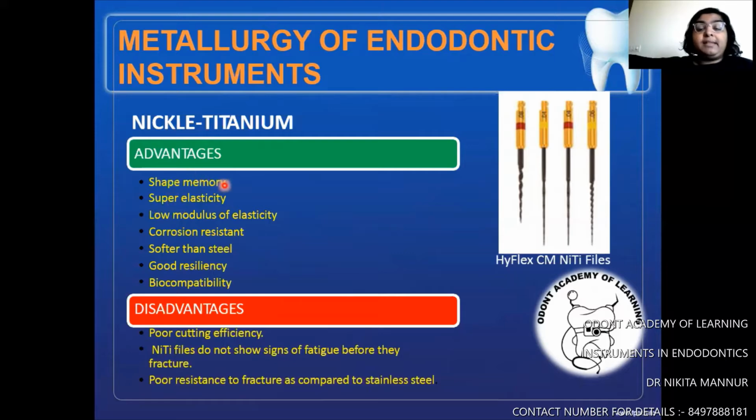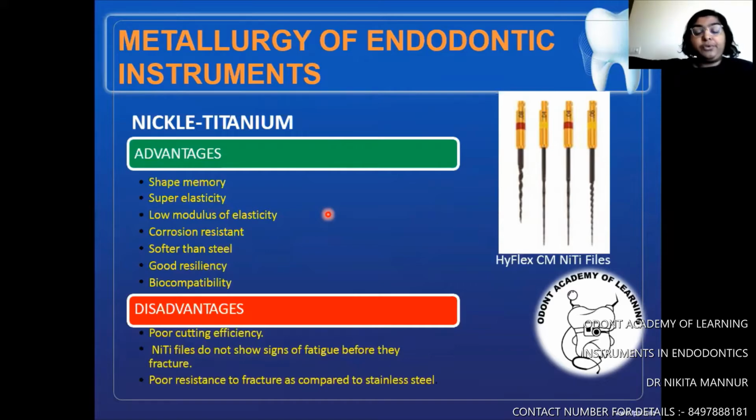Shape memory is that it retains the shape that it had before. Let's say the canal is curved, the file goes into the canal and takes the shape of that curved canal, but it comes back out as a straight file only. So it retains the original shape. And superelasticity, this term is self-explanatory, is that it's a very elastic file. It doesn't deform easily, it doesn't break easily, it can bend very easily, and it can come back to its original shape.